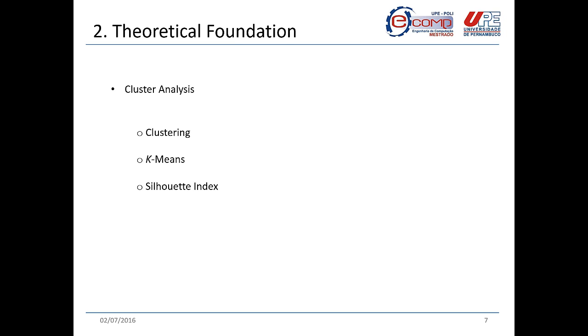This work focuses on cluster analysis techniques through the K-means algorithm and the silhouette index technique as a method of evaluation of clusters during the review process of the groups.